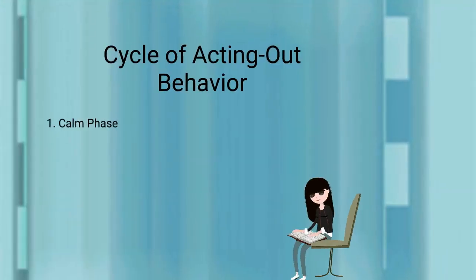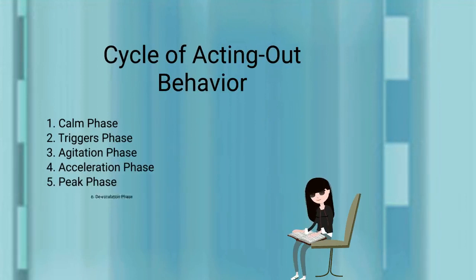Cycle of acting out behavior. 1. Calm phase. 2. Triggers phase. 3. Agitation phase. 4. Acceleration phase. 5. Peak phase. 6. De-escalation phase. And 7. Recovery phase.